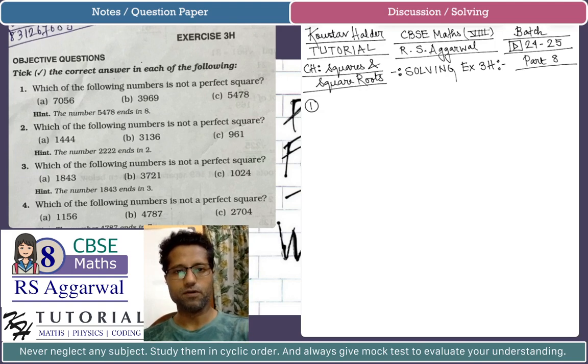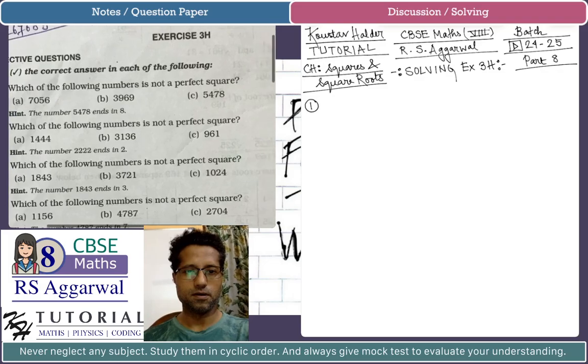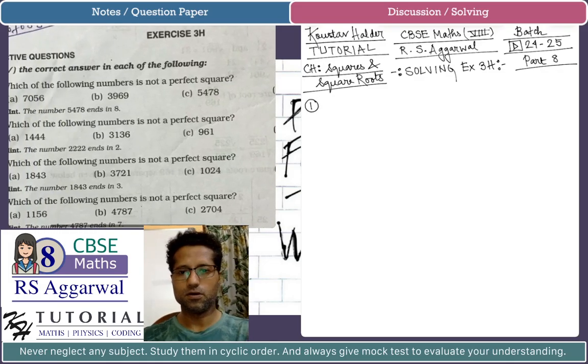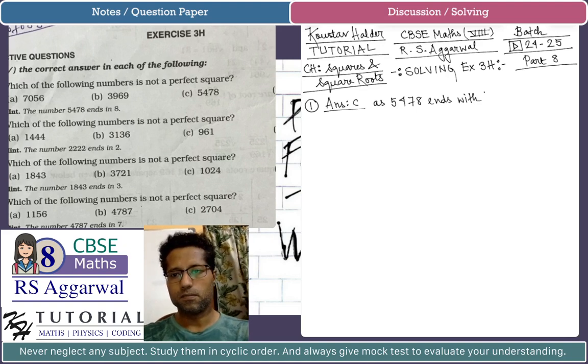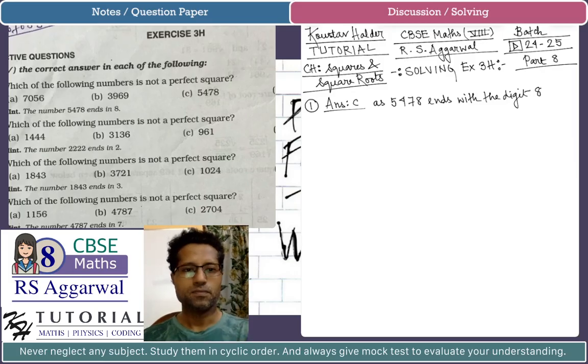Problem number 1, which of the following numbers is not a perfect square? We know that any number which ends with the digits 2, 3, 7, 8 cannot be a perfect square. So the choice is obviously C, as 5478 ends with the digit 8. Any number that ends with the digit 2, 3, 7 or 8 cannot be a perfect square. Okay.